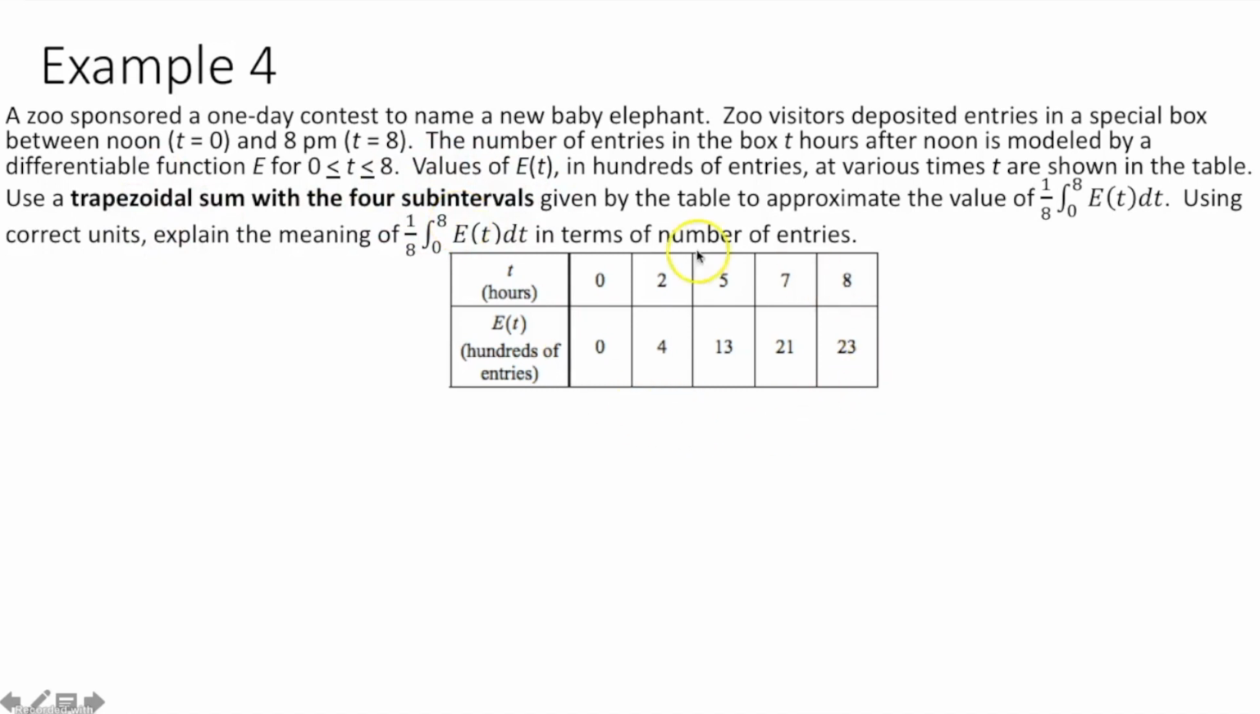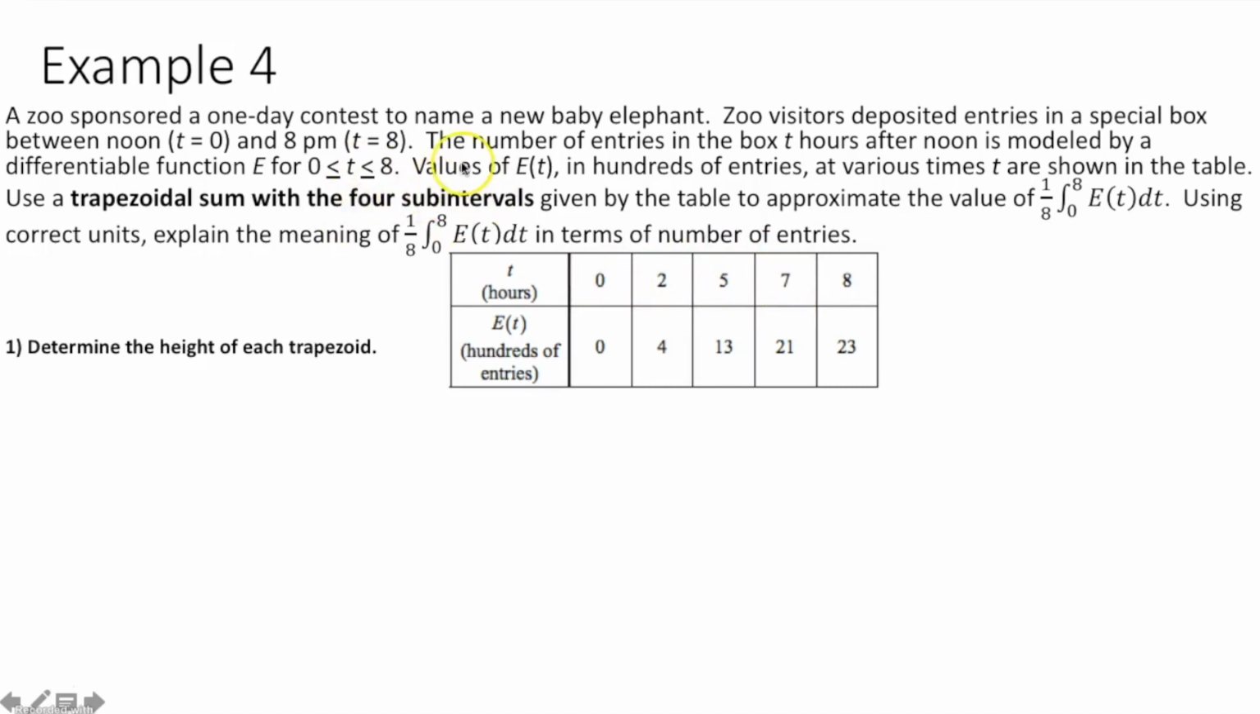Now, if you look at this table, what we see is that we actually have 4 subintervals. We go from 0 to 2, 2 to 5, 5 to 7, and 7 to 8. That's good. Anytime you have a table, you aren't allowed to use h is equal to b minus a over n because we don't have a uniform height for each of the trapezoids. This one has a height of 2, this one has a height of 3, this one has a height of 2. So it's different for each trapezoid.